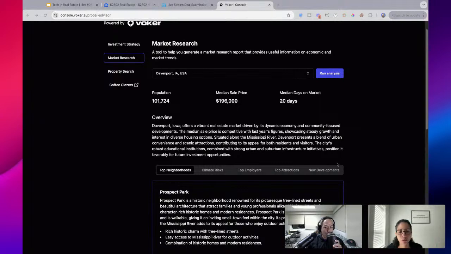But quickly transitioning back to this market research, it looks like this area has a population of about 100K, median sale price a little less than 200K, which I really like. Median days on market is 20, so it's probably still somewhat of a seller's market.